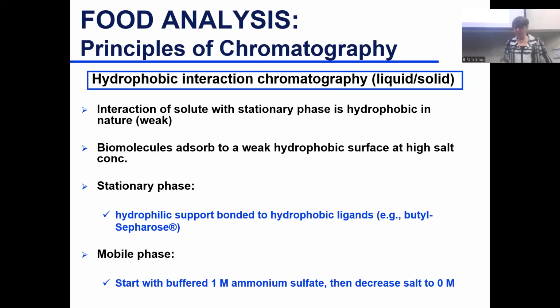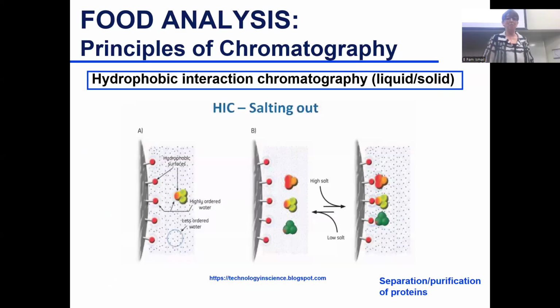So the mobile phase is a salt solution. Most commonly, it's 1 molar salt solution. A specific salt commonly used is ammonium sulfate. And the way to increase the strength of the mobile phase in this case is to reduce the concentration of the salt. I'll tell you why, and what does that mean?